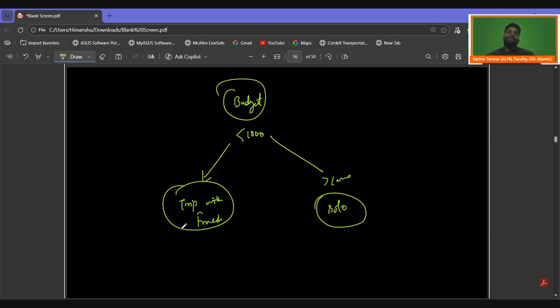Now with respect to the friends, how many friends are ready to go? Is it less than 3, more than 3, something like this? So you'll again have a split like this. And for the solo trip, you'll decide what the hotspots are right now, or what the ideal tourist places are where I can visit. Within that also, you might have a criterion, whether you'd like to go to a hilly place, a beach side, or a forest safari kind of thing. So we do take decisions like this based on some conditions.